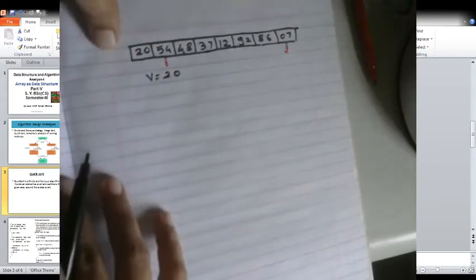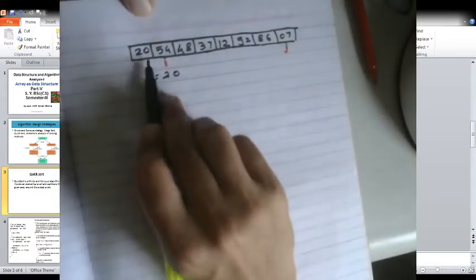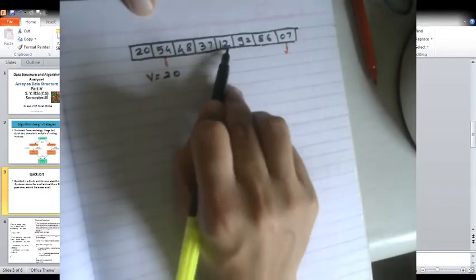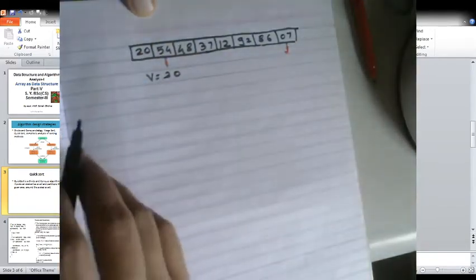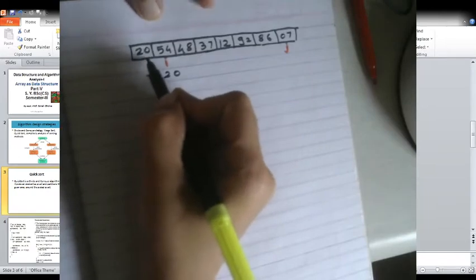Solve this example using quick sort. Here are the elements: 20, 54, 48, 37, 12, 92, 86 and 7. Consider this first element as your pivot point.